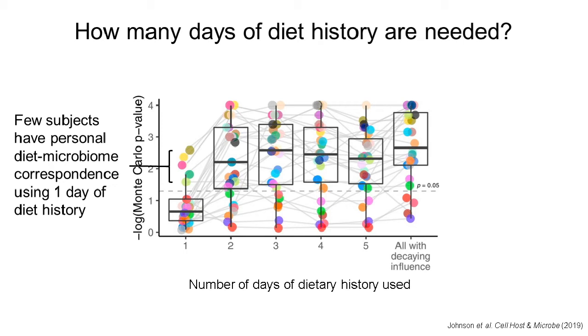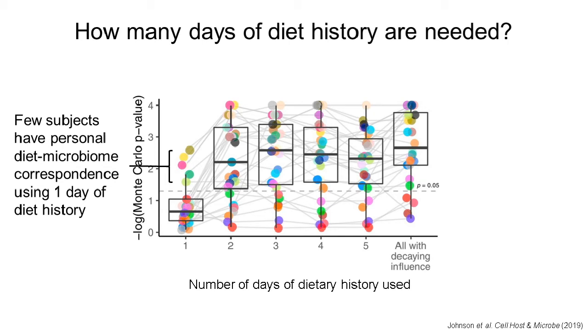Then one of the reviewers on this paper suggested that we try a model with a decaying influence. So let's make yesterday worth the most weight, and then the day before is a little less, and the day before is a little less. And so we just used 1/2, 1/4, 1/8, and so on. And when we tried this decaying model, that's when we actually got the most significant associations, where we have all but 4 of the subjects having a significant correspondence between their daily diet and their daily microbiome.